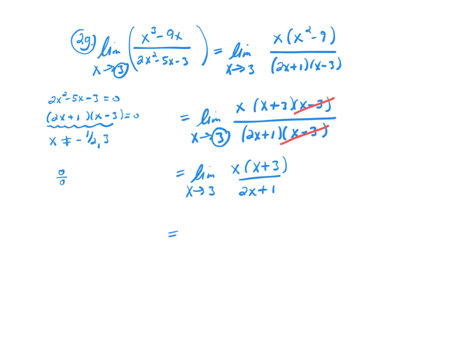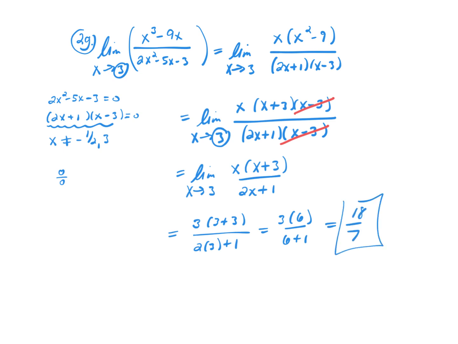So now try plugging your 3 in. 3 times 3 plus 3 over 2 times 3 plus 1. That would be 3 times 6 over 6 plus 1. 18 over 7, and leave it as an improper fraction.